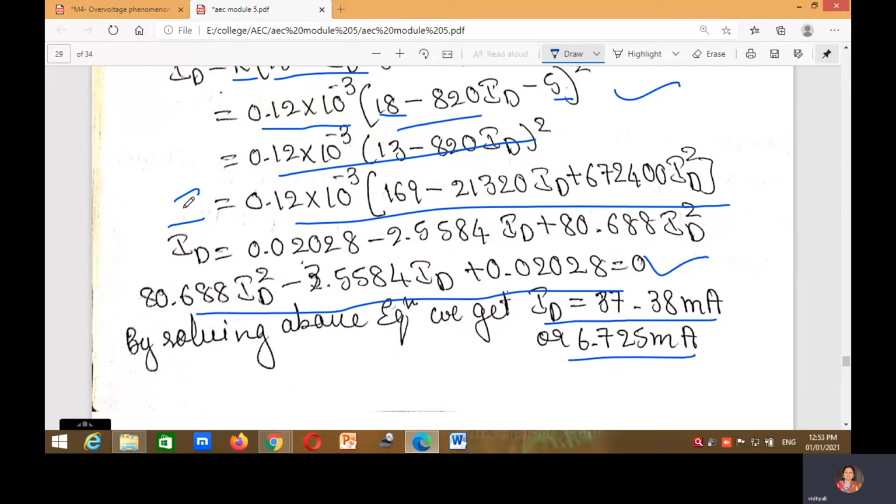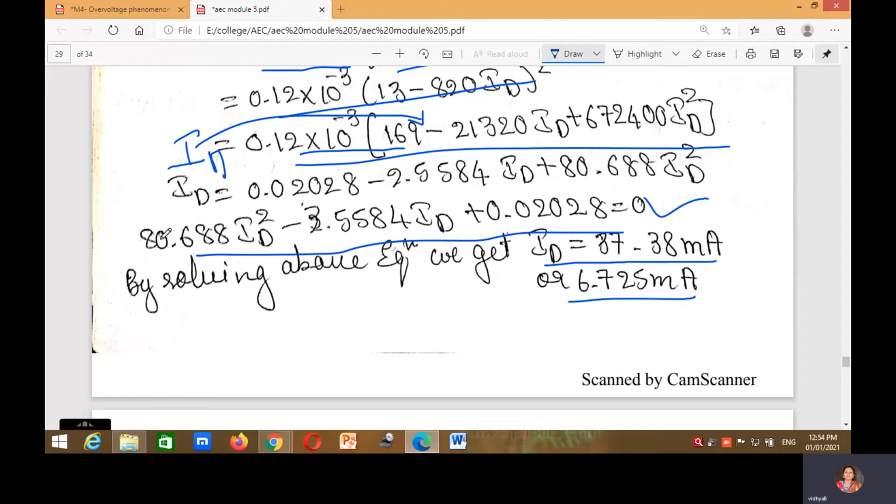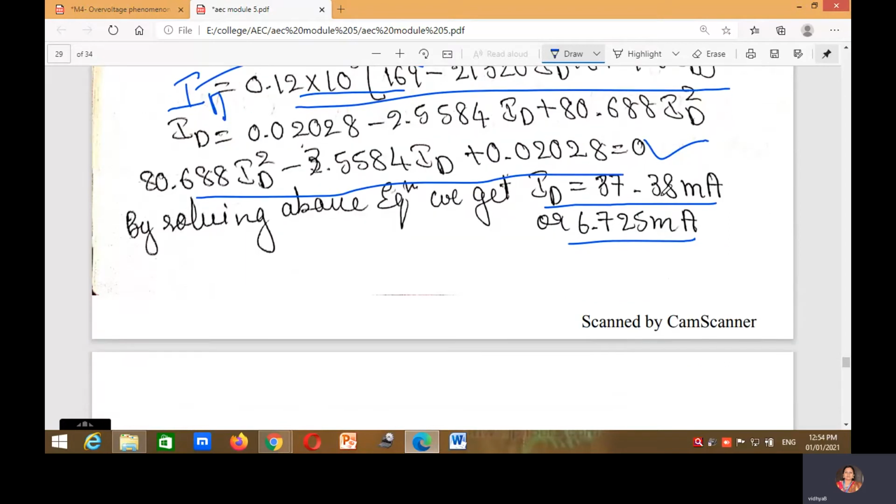Next, here also it is an ID, so take it out to this side. First you multiply with this, and next you take it out to the right side, you will get this equation. After solving, 80.688 ID square minus 3.5584 ID plus 0.02028 is equal to 0. You will get two roots, 37.38 milliamps and 6.725 milliamps.